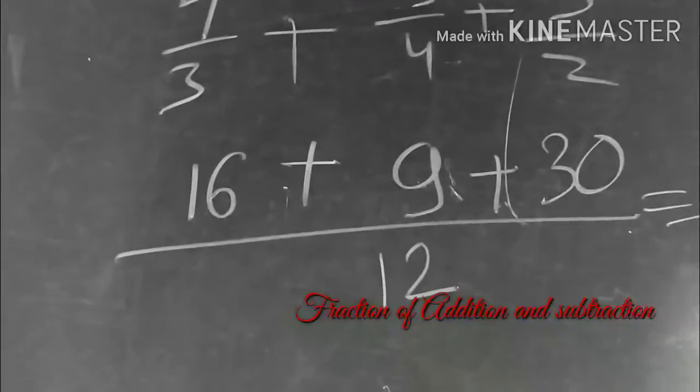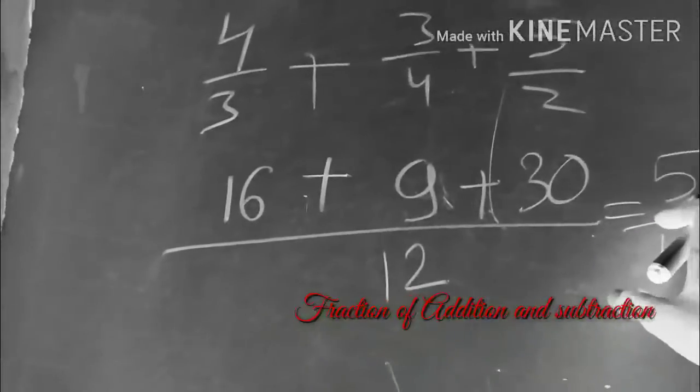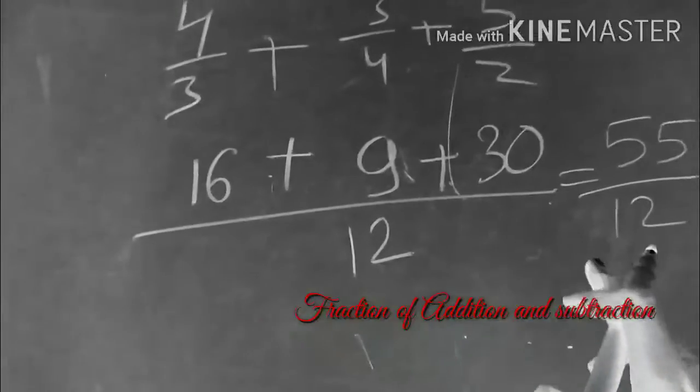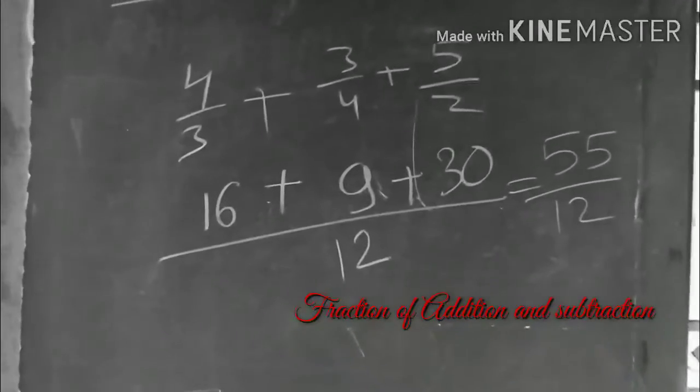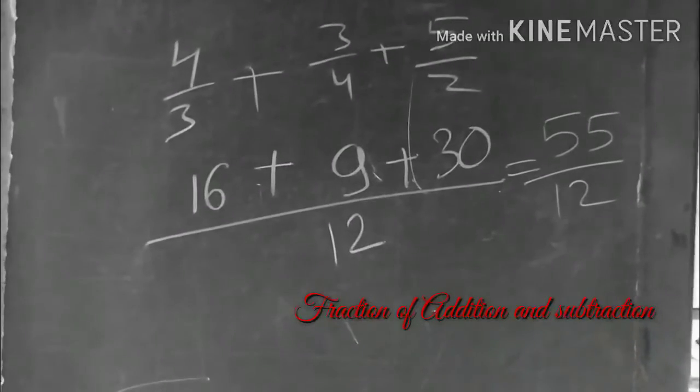55 by 12. 0 plus 9, 9 plus 6, 15. 5 carry 1 and 3 plus 1 is 4, 5 and 12. So the answer is 55 by 12.